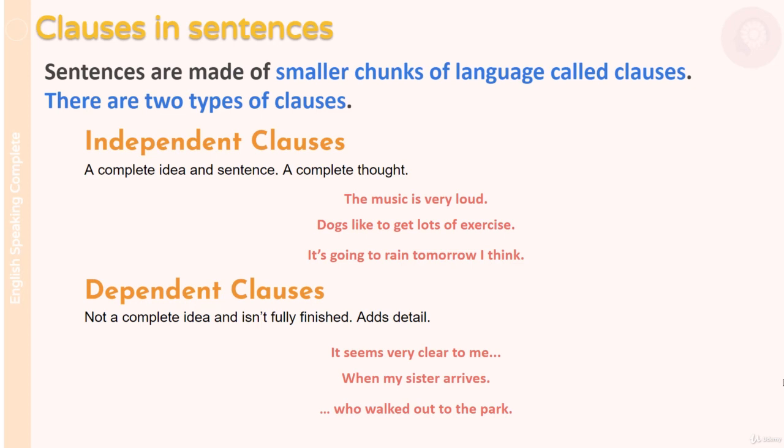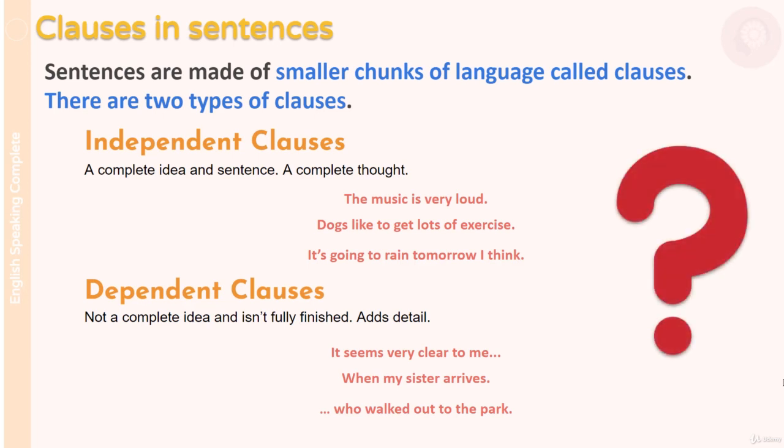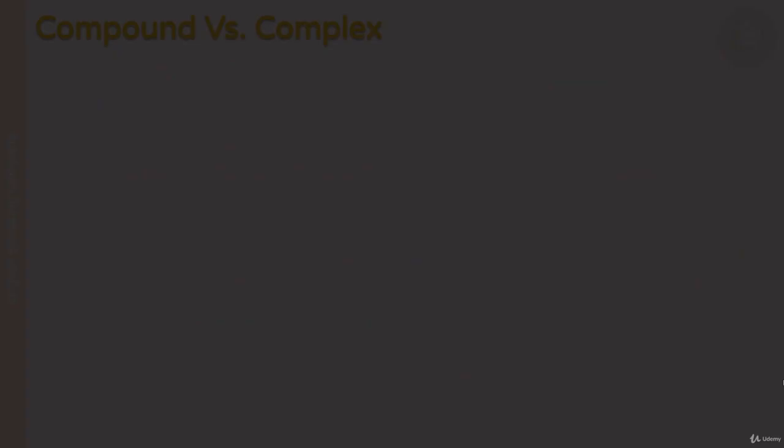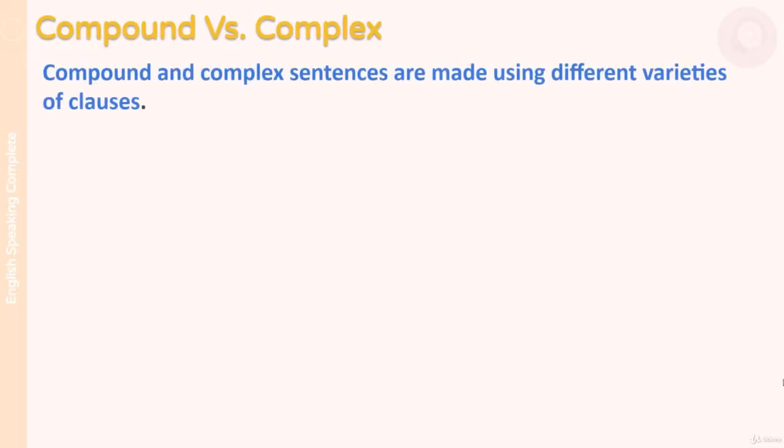Now think back to this lesson's title, Compound and Complex Sentences. You may be thinking, why do I need to know about independent and dependent clauses? How is this relevant to this lesson? Well, it is, and it's very important, and let me explain why. So compound and complex sentences are made using a variety of clauses. They may have some independent clauses, they may have some dependent clauses, and unless we know about the two different types of clauses, there's no point us looking at compound and complex sentences. It will all come together once I show you some examples and also define compound and complex sentences.